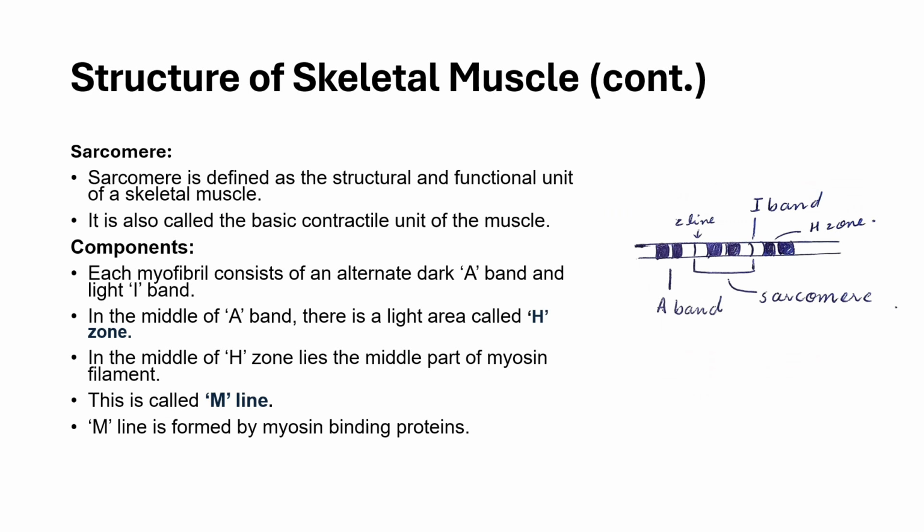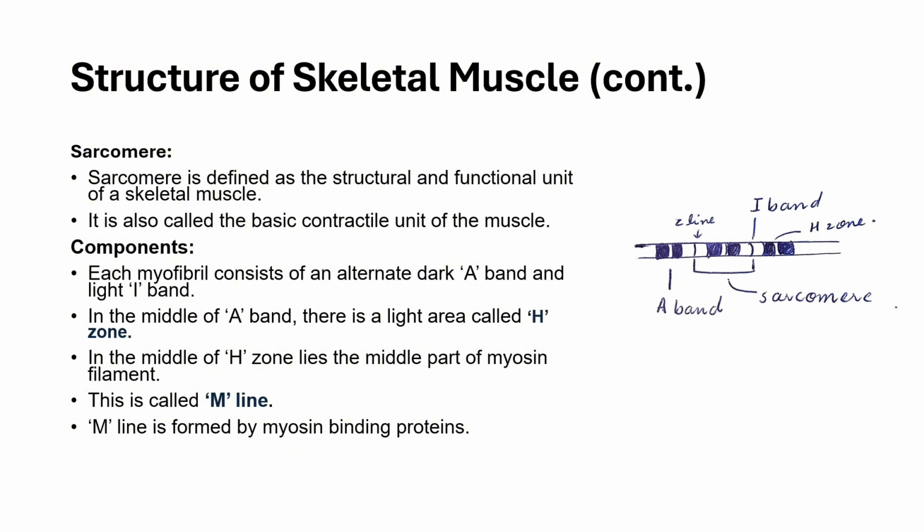Let's take a closer look at the sarcomere, which is the fundamental contractile unit of skeletal muscle. A sarcomere is defined as the structural and functional unit of skeletal muscle. It is also known as the basic contractile unit, where the actual process of muscle contraction takes place. So the key components are here. Each myofibril is made up of alternating dark A bands, anisotropic, and light I bands, isotropic. Within the A band, there is a lighter region called the H zone, which is visible when the muscle is relaxed. In the middle of the H zone, you will find the M line, formed by myosin-binding proteins.